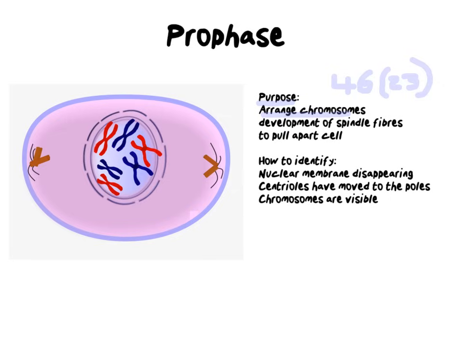Another reason why we have prophase is because we want the spindle fibers to develop. And you can see that happening here at the end of the centrioles. They are busy growing their spindle fibers so that we can pull the cell apart.